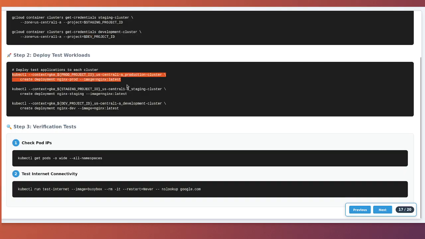Deploying test workloads provides a simple way to verify that clusters can pull container images, schedule pods, and allocate IP addresses from the shared VPC's ranges. Creating services tests the Kubernetes networking stack and validates that the secondary IP ranges for services are working correctly.